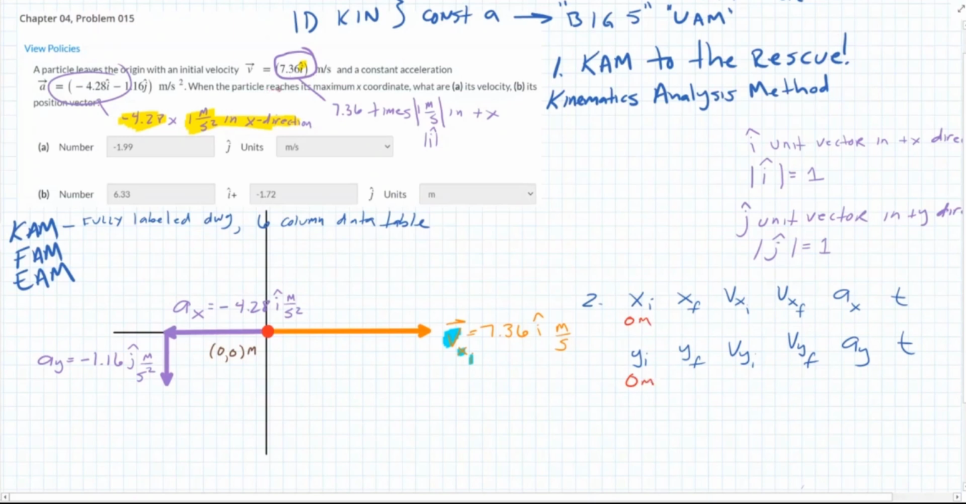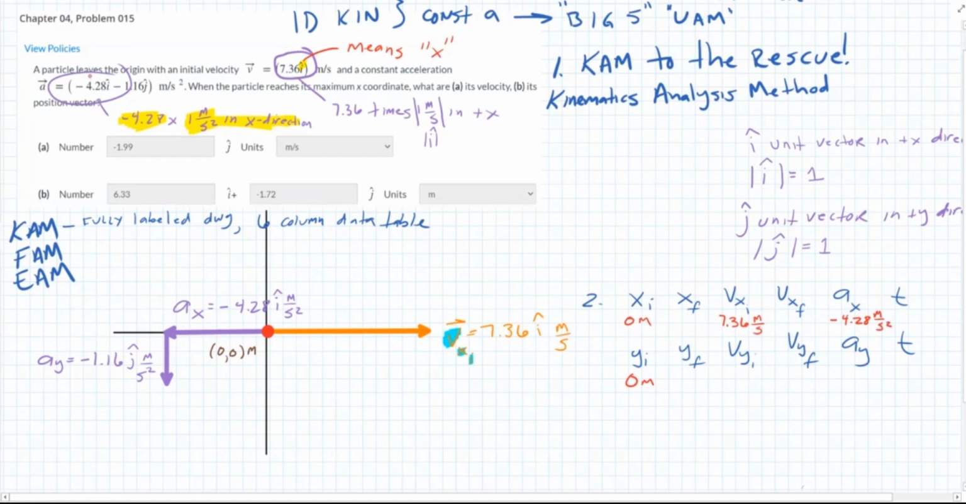I know my initial velocity is 7.36. I can put that here. 7.36 meters per second, because this i means x. And you might be thinking, why don't they just say x? And you'll see. My acceleration, a sub x, is negative 4.28 meters per second squared.